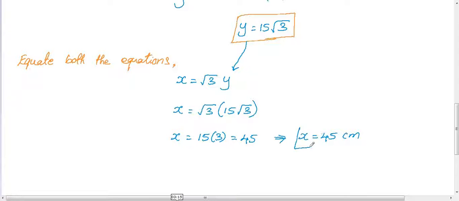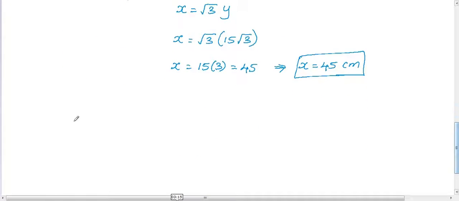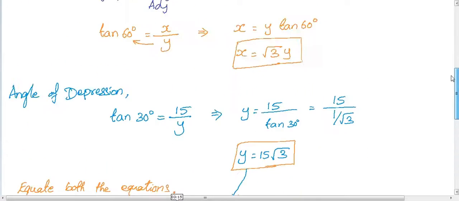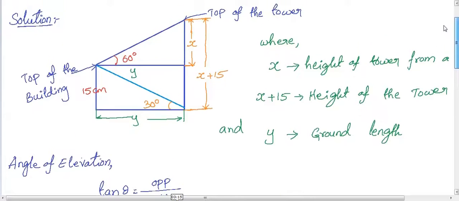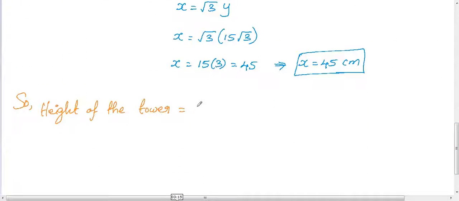It's not centimeters, it's meters. And finally we are supposed to find the complete, total height of the tower, which is x plus 15, nothing but the height of the tower from the building and the height of the building as well. So 15 plus 45. So we can conclude that the height of the tower is 60 meters.